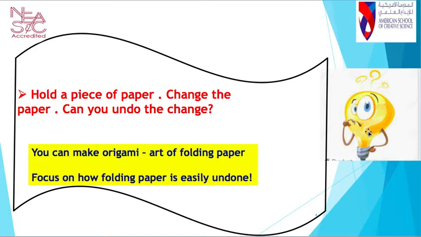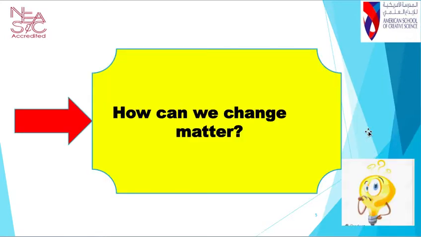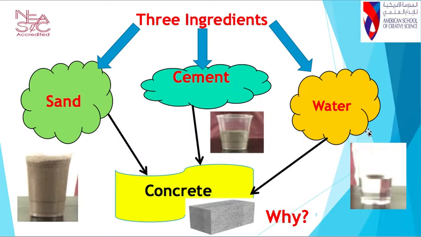Sometimes it might change, sometimes it might not change, and it might change different properties of it. So now let's look into what we are going to learn today and explore together. How can we change matter? Now we have 3 ingredients here. We have sand, we have cement, we have water. I have combined them together to create a concrete.